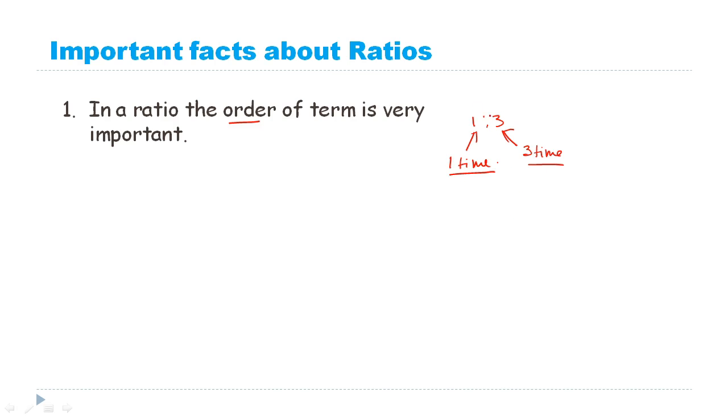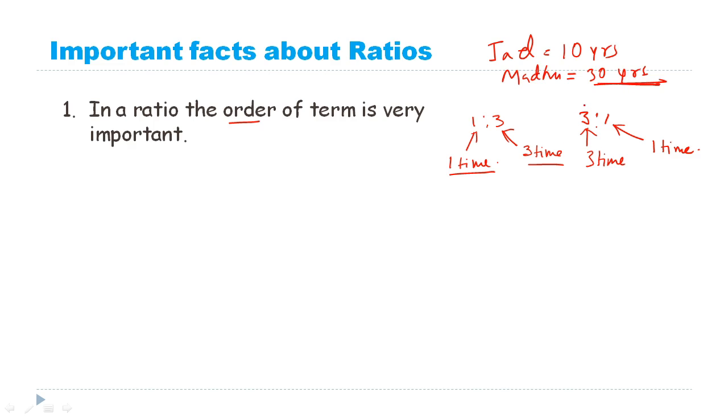But if someone changes this order and writes 3:1, and I say that the ratio of the ages of Jadu and Madhu is 3:1, that will be wrong. Why? Because I will think that Jadu's age is 3 times and Madhu's age is 1 time. But what we have got is that Jadu is actually 1 time, because Jadu's age was 10 years and Madhu's age was 30 years. So we will be wrong if we write in this way.